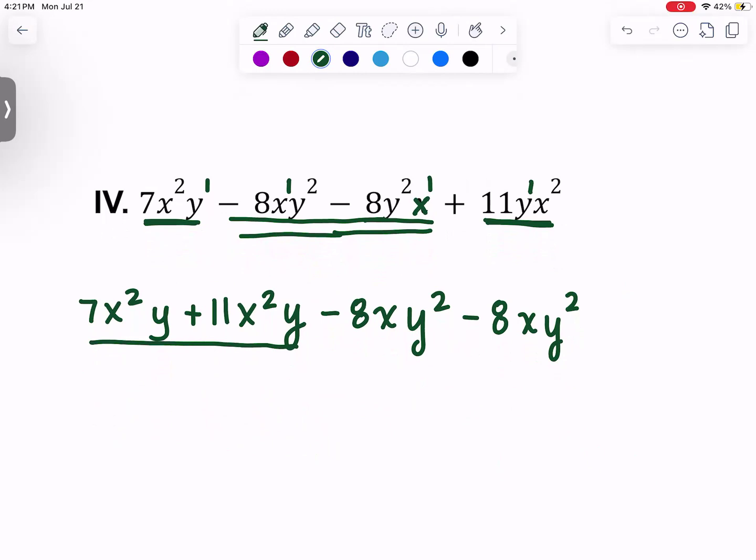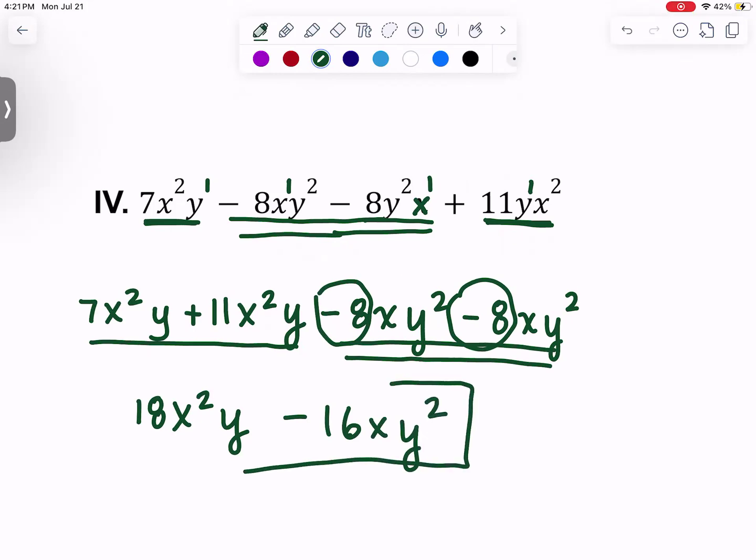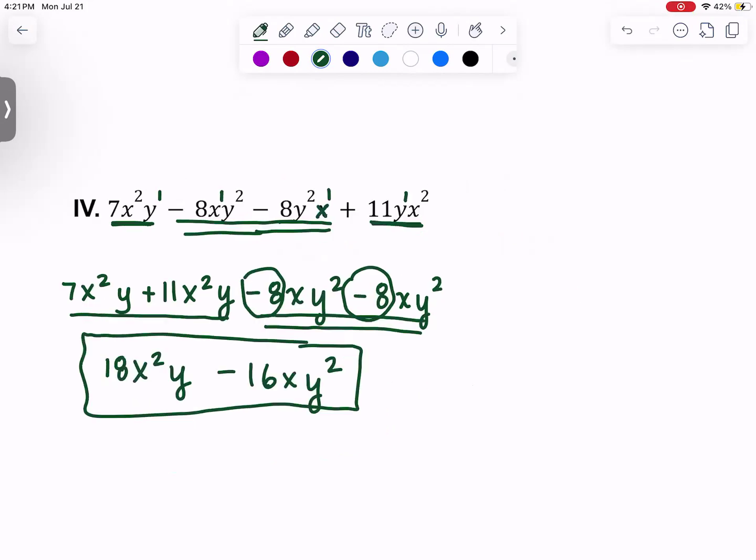Underline those one time. 7 plus 11 is 18, x squared y. We don't change the exponents. We just bring them down because these are like terms. When we do 9x plus 1x, it becomes 10x. We don't change exponents when we're adding. We just bring them down. Here, we do negative 8 minus 8 to get negative 16 xy squared. Bring the variables down with it. Okay.